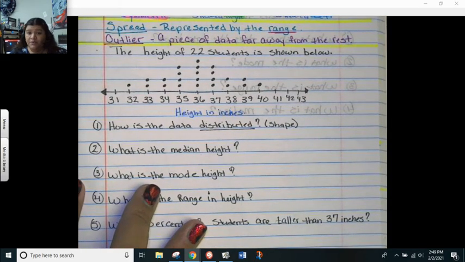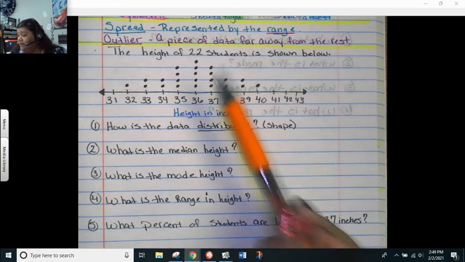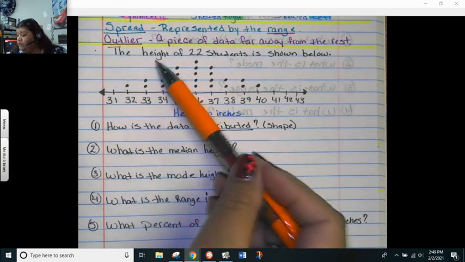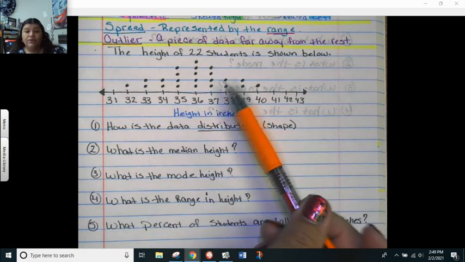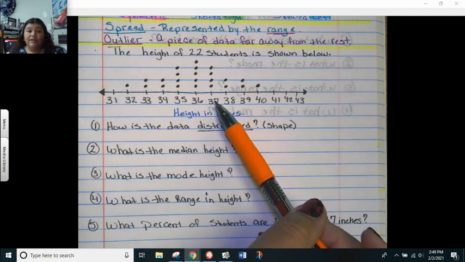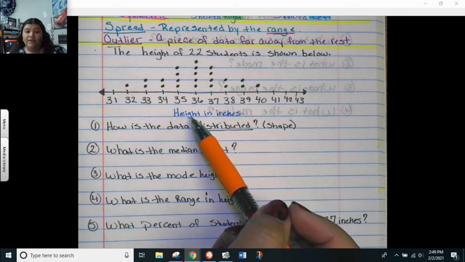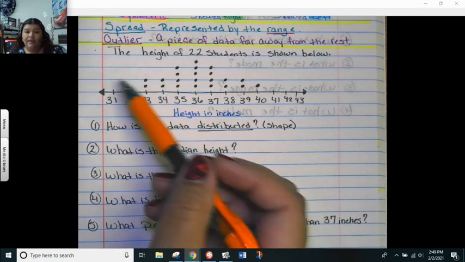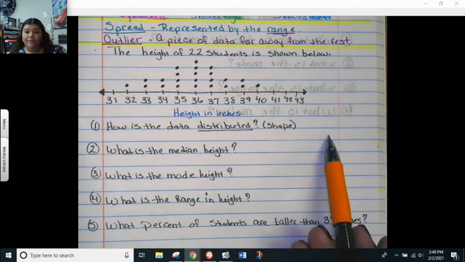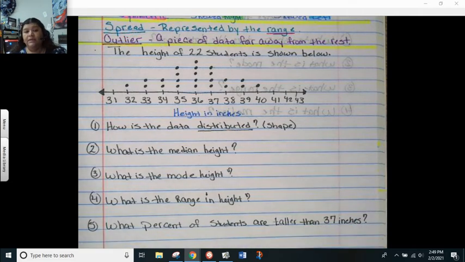You can write the questions as we go, just like last time, but this graph represents the height of 22 students in a classroom. So we have our number line, and it gives me the title height in inches, and the inches are from 31 to 43 inches. The main thing about dot plots: every dot represents somebody or one piece of the data.